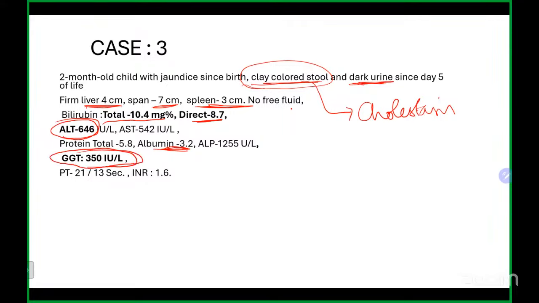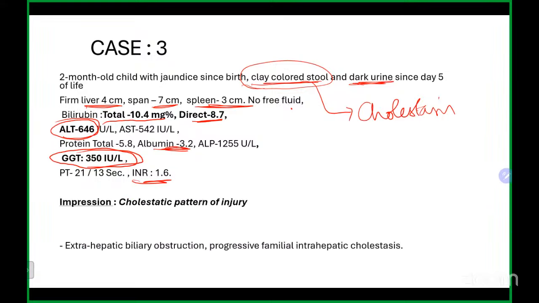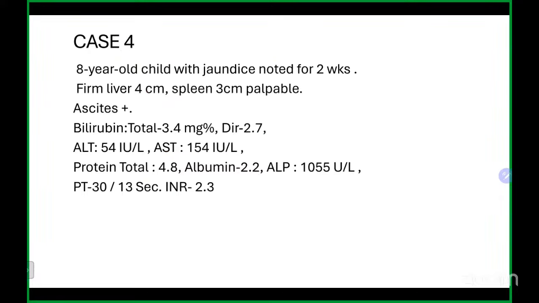GGT is raised, saying that it is the biliary tract which is the problem. INR is still okay, saying that it is not the synthetic function. It looks more like a cholestatic function. That means your bile duct injury. That is your cholestatic pattern of injury. So either it is an extrahepatic biliary duct obstruction or it is a PFIC, that is progressive familial intrahepatic cholestasis.